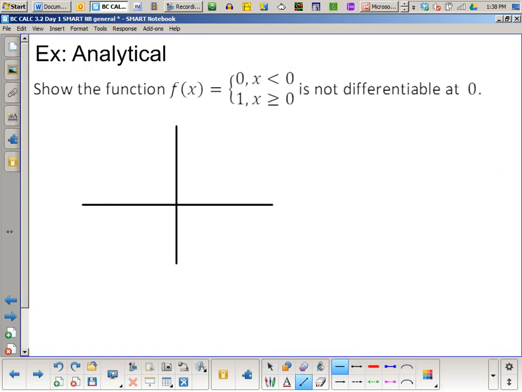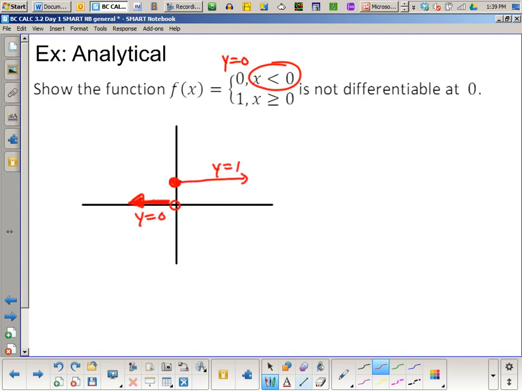If you try to graph this function, it's basically y equals 0 for all x's to the left of 0. It's kind of a weird function. And then if you get to x equals 0, everything thereafter is at 1. So it looks like this. This is y equals 1, this is y equals 0. Two pieces. You could have sketched that pretty easily.